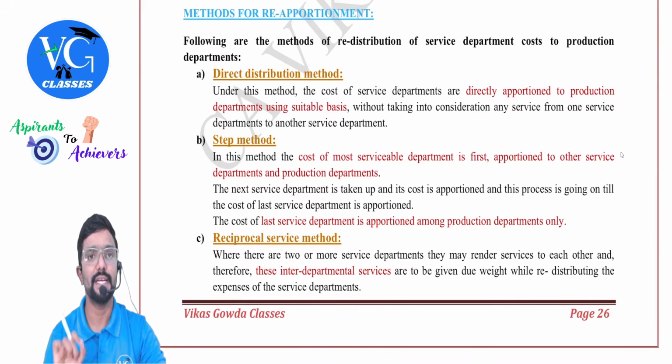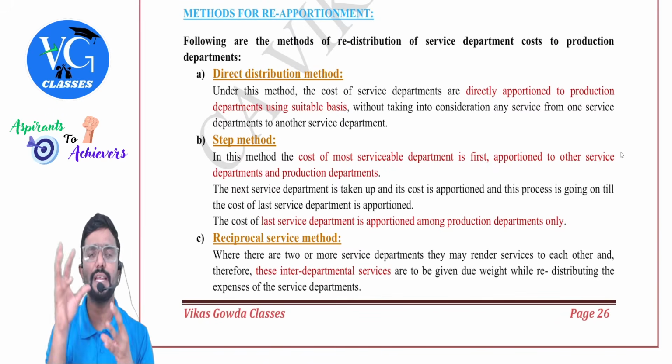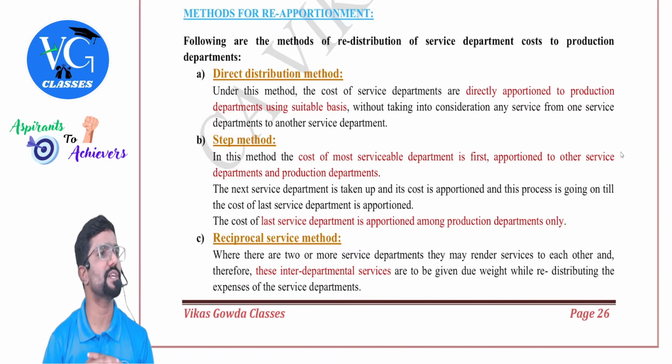The first method is the direct distribution method. Guys, under the direct distribution method, service departments are giving service only to production departments. They are not giving services to each other. And here we will select one suitable basis and we will reapportion the cost.